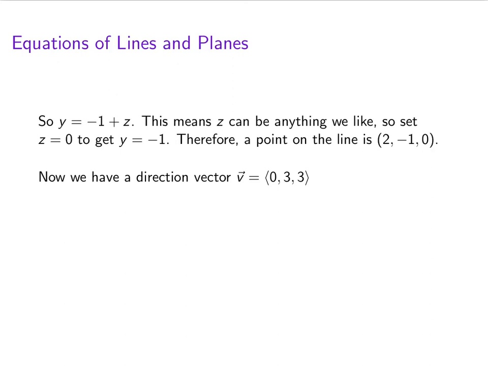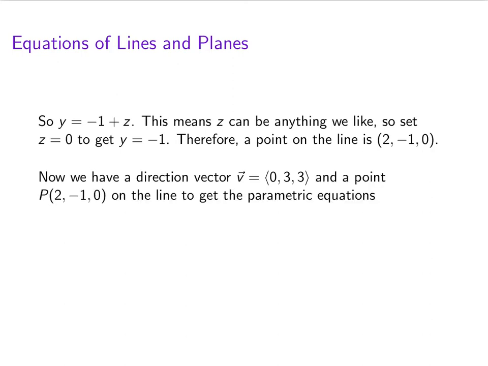So now we have a direction vector and a point. And that's all you need to be able to write down parametric equations for the line. Should look like this: x equals 2. Really, you could think of this as x equals 2 plus 0t, y equals -1 plus 3t, and z equals 0 plus 3t.